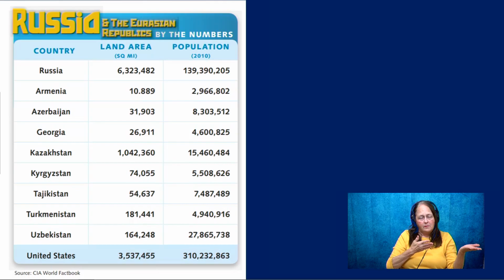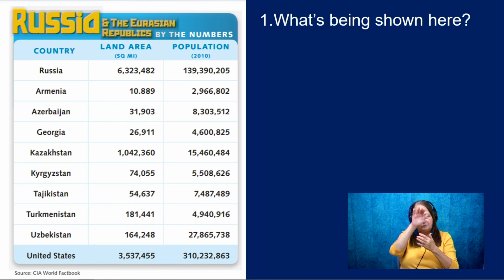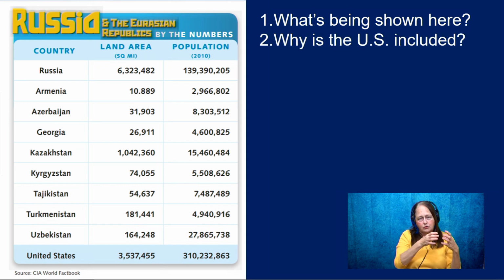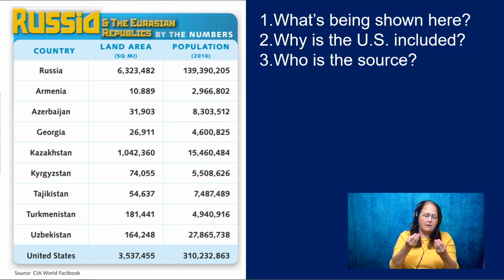It wouldn't be social studies if we didn't look at some data, so let's do that. Let's look at this table. And first of all, what's being shown here? Well, it looks to me like we have a list of countries with land area and population. And the focus is going to be Russia and the Eurasian republics. So my second question to you is, why is the U.S. included? If you look down at the very bottom, you'll see that the United States' land area and population is included. And that's just to give you a frame of reference.